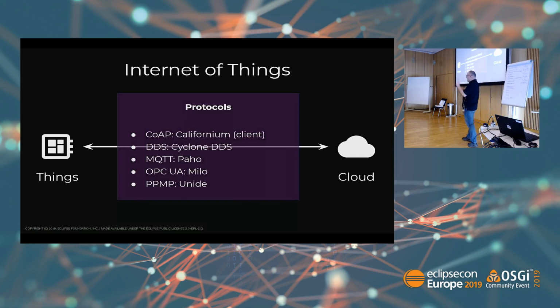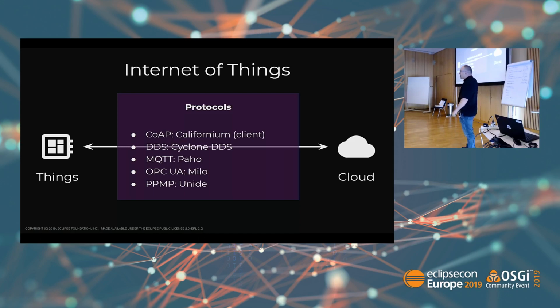So what do we have on the component side to link the things with the cloud? A variety of protocols. CoAP, Californium is both a server and a client, written in Java. DDS, we got Cyclone DDS. MQTT, we've got the Paho clients. OPC UA, we've got Milo. PPMP, we've got Unide. All of those have different implementations, sometimes in various languages.